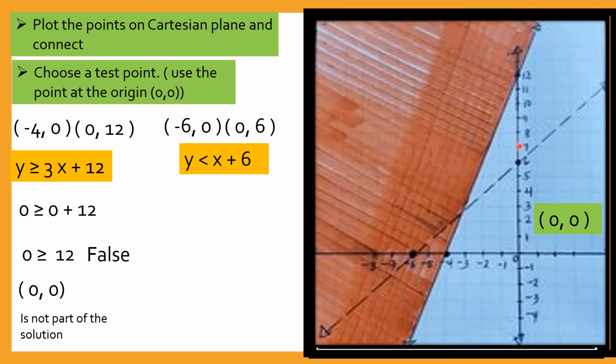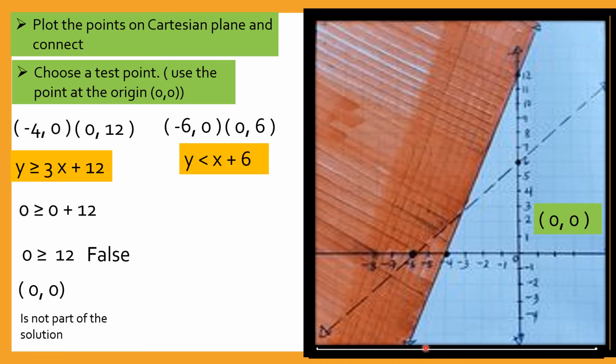So, ayan na yung ating graph. The same Cartesian plane ha. Gagamit tayo ng the same Cartesian plane. So, ito na yung graph natin. Broken line siya. Bakit siya broken line? Kasi nga less than. So, ngayon, alamin natin ngayon kung saan naman ang solution ng inequality na to. Dito ba makikita? Or dito sa baba?